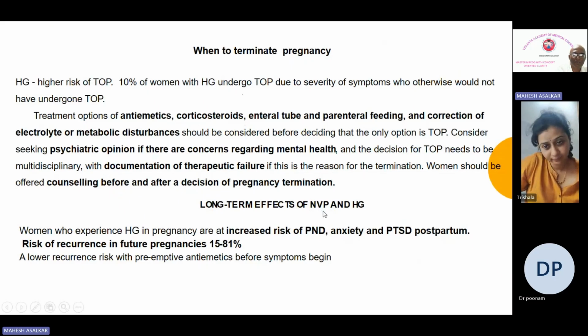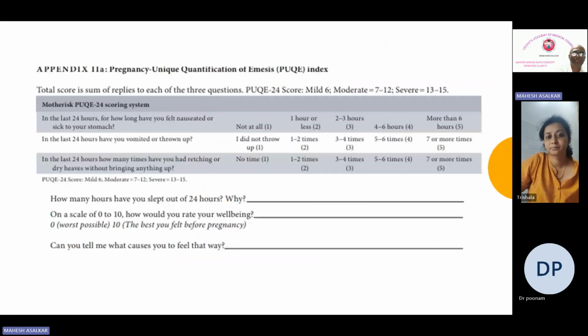Then what are the long-term effects? Women who experience hyperemesis have an increased risk of postnatal depression, anxiety, and PTSD, post-traumatic stress disorder. Sometimes they can ask you what the risk is in the postpartum period. So they have a risk for postnatal depression, anxiety, and post-traumatic stress disorder in this period. Risk of recurrence in future pregnancies has a very wide range, 15 to 80%. That is why for these patients you can start antiemetics early, before they develop the symptoms.